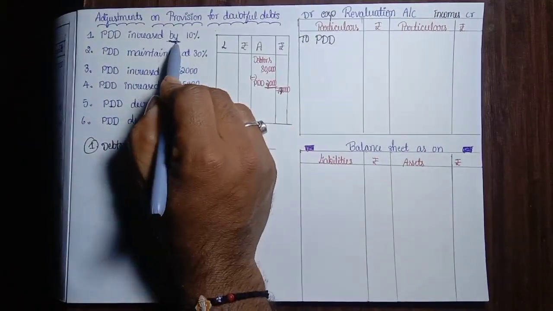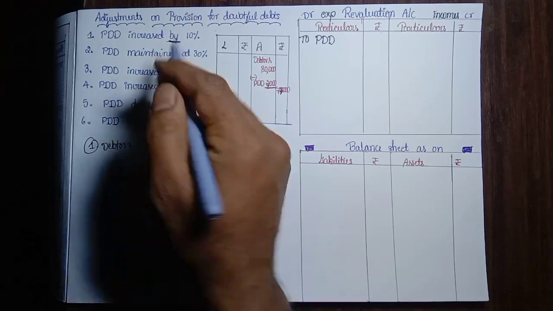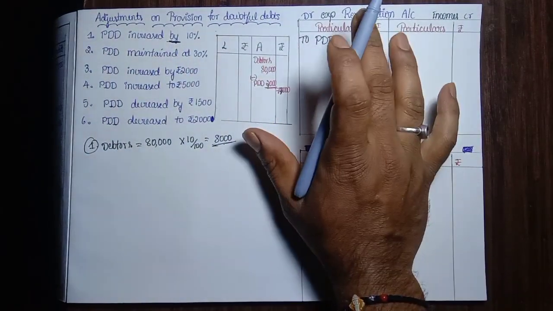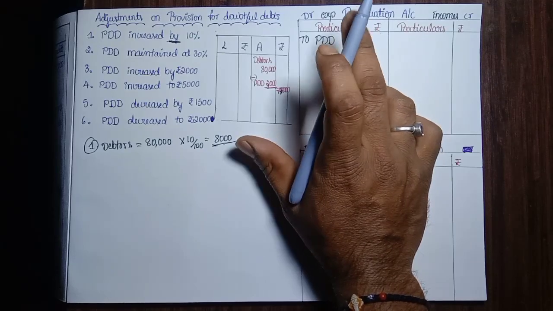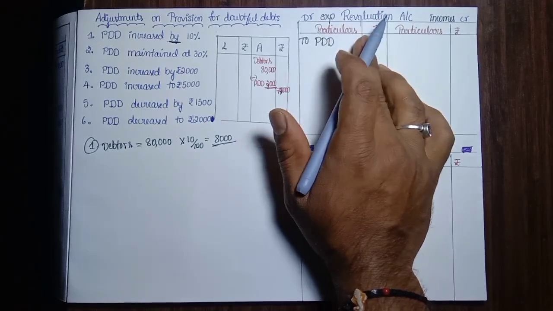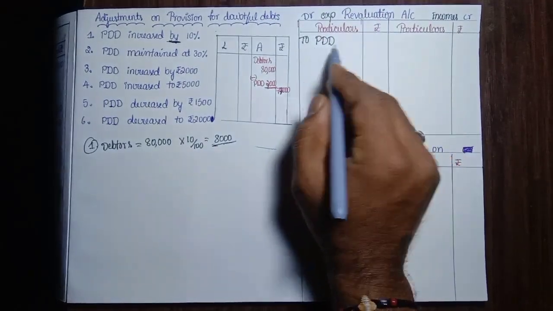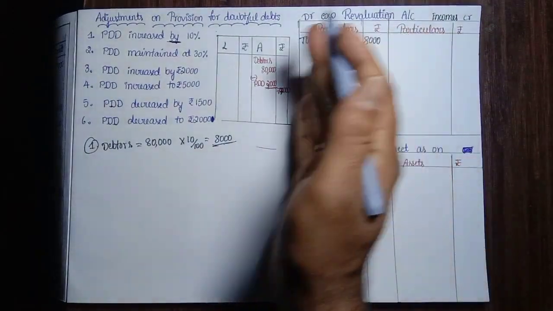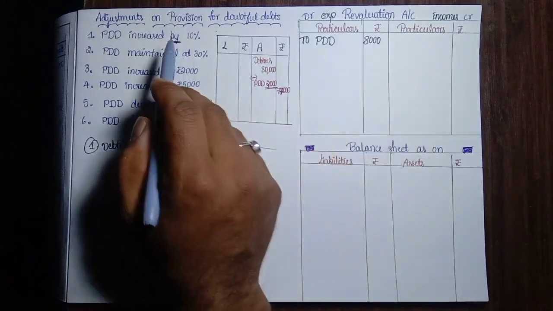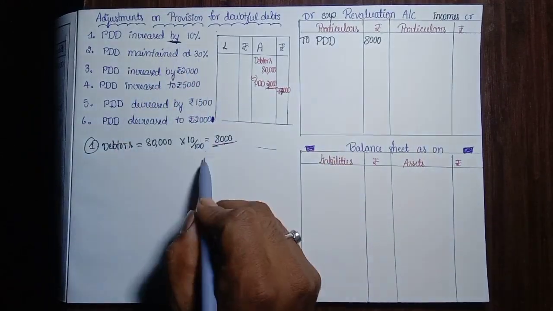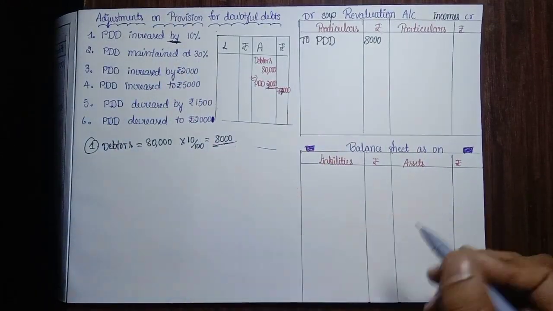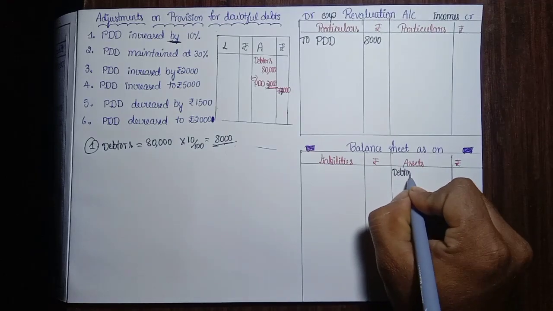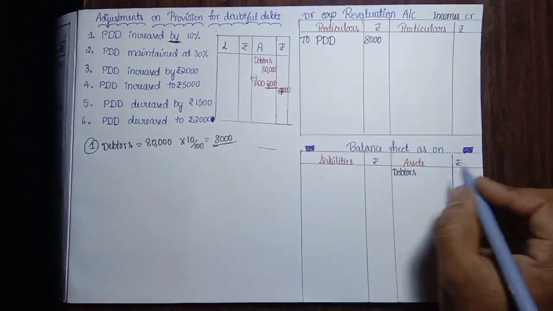Here the word by is important, so they are directly saying this much amount is increasing. In revaluation account we should consider only the increase in the value of assets and liabilities. So it is increased by 8,000, so directly we can take it here. Under the debit side we need to take 8,000 directly because it is by 10%. 10% means 8,000.